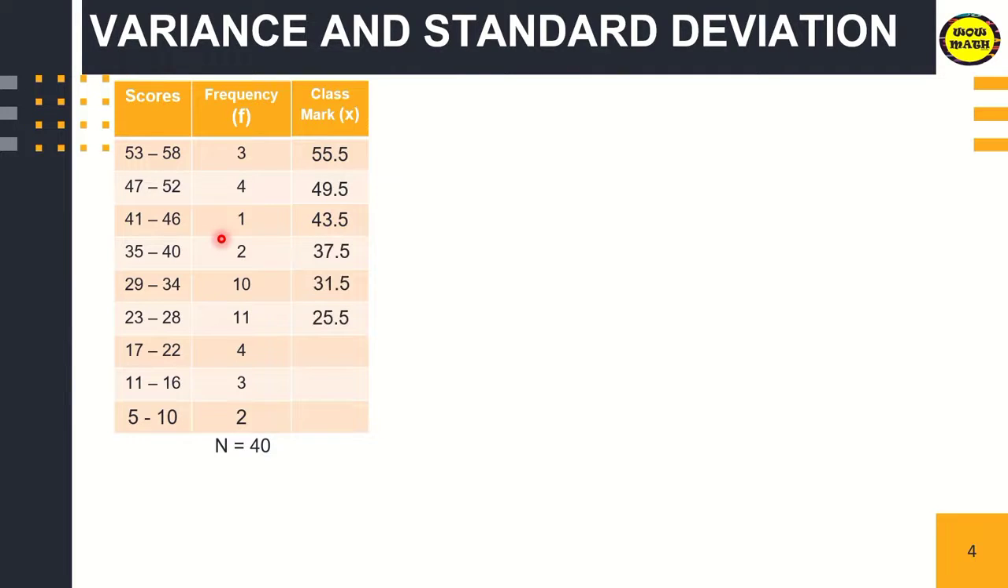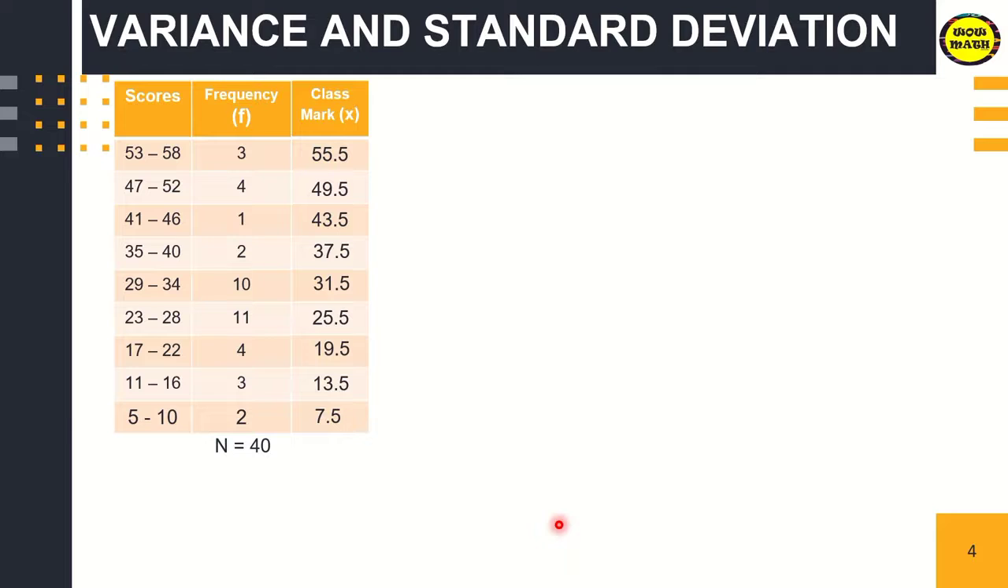31.5, 25.5, 19.5, 13.5, and 7.5. As you can see, may makukuha kayong pattern yung mag-a-add kayo ng 2.5 sa lower limit natin. So, 53 plus 2.5, that is 55.5. 47 plus 2.5, 49.5. So, maraming way para makuha nyo to ng mas madali.